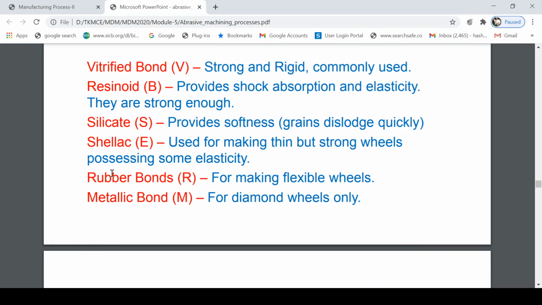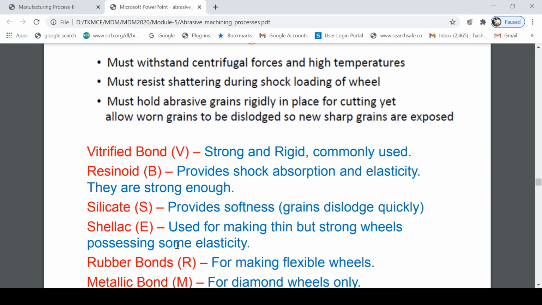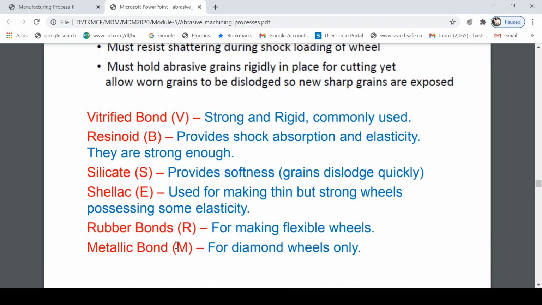Then another bonding material is shellac. It is represented by the letter E. It is used for making thin but strong wheels, possessing some elasticity. Then rubber bond is represented by letter R. It is for making flexible wheels. Then metallic bond is represented by M, for diamond wheels only. So for diamond wheels, metallic bonding is used as the bonding material. So bonding material is a must. It is one of the important ingredients of the grinding wheel, and different types of bonding materials are available.